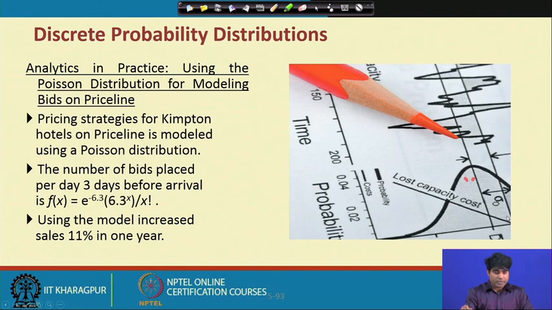Another classic example is the pricing strategy for Kimpton's hotels on Priceline, modeled using a Poisson distribution: the number of bids placed per day, 3 days before arrival. Depending upon the parameter values, the prediction will be like this, and accordingly it will give you a probability of about 11%.